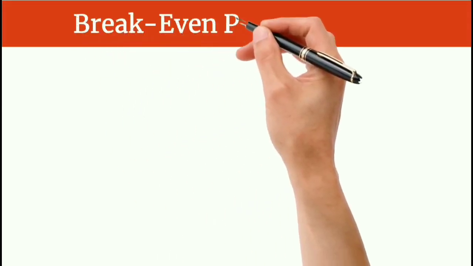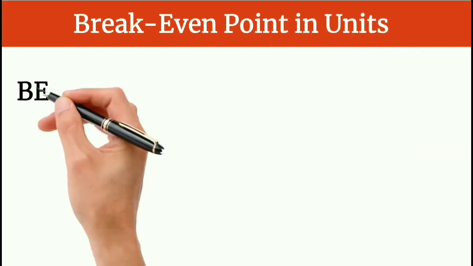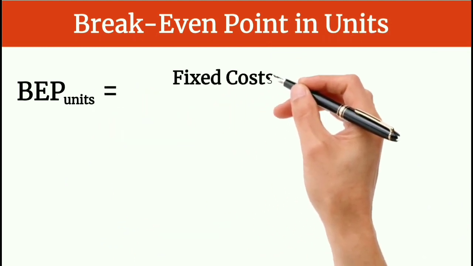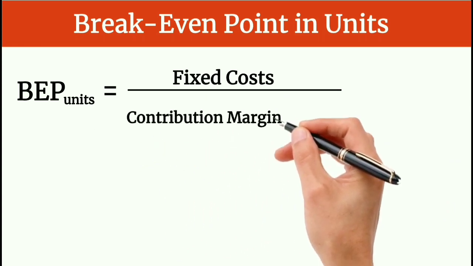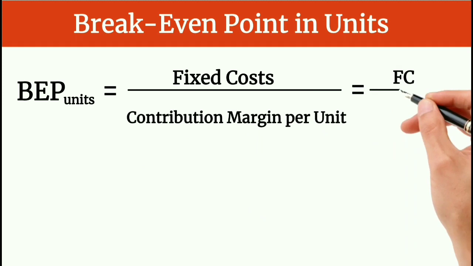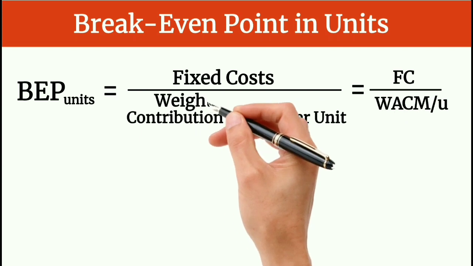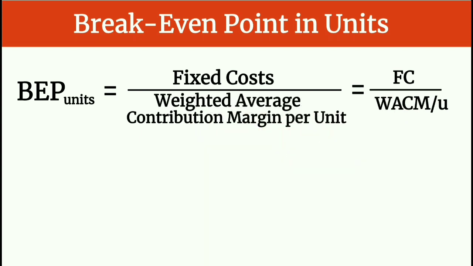Next is break-even point in units. Sa single product break-even analysis, ang break-even point in units ay fixed costs divided by contribution margin per unit. FC divided by CM per U. Sa multi-product break-even analysis, ganun din, except that the denominator is WACM per U, or weighted average contribution margin per unit. So, kukunin natin yung weighted average ng contribution margin per unit for each product.